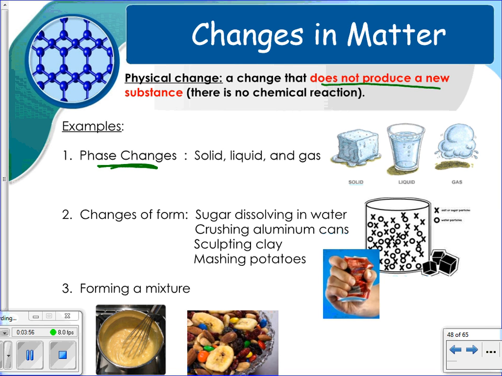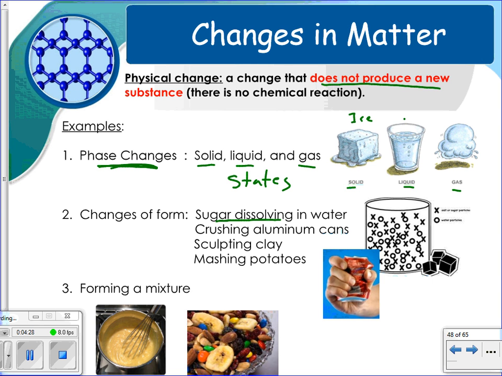Phase changes being melting, freezing, condensation, boiling, deposition, sublimation. Those are all physical changes because they only involve the substance changing between the states. It doesn't change what the substance is. So in all of these, solid, liquid, gas, you can have ice, you have liquid, you can have some type of cloud, but it's all still water, H2O. Changes in form.